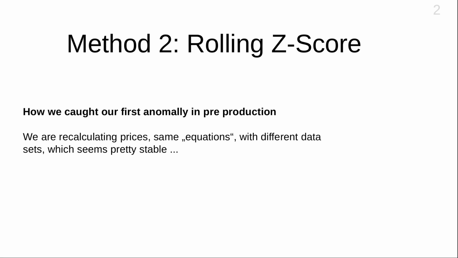The second method is rolling z-score. It's our main driver for detecting anomalies. Z-score measures deviation from average. As in the previous example, it will be shown against an environment that is recalculating prices, the same equations over and over with a different data set, which seems pretty stable, as we just saw, until it's not. And in the example, there is the very first anomaly we ever caught.